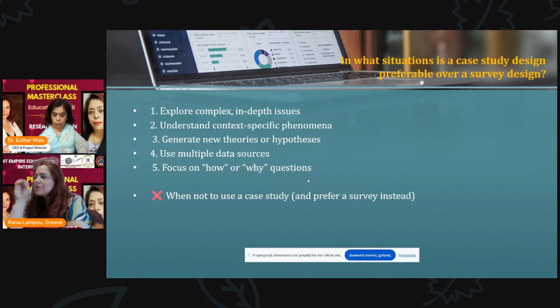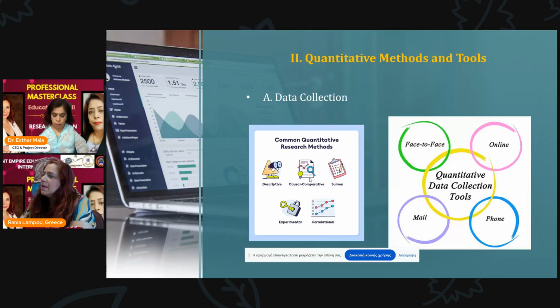And when not to use a case study: when you want to generalize findings across a large population, then we need to prefer a survey. And when your goal is to measure frequencies, trends, or correlations across many people. So in general, we can say that we use a case study when depth, context, and complexity matter more than breadth. Use a survey when you need, on the other hand, generalizable, standardized data from a large group.